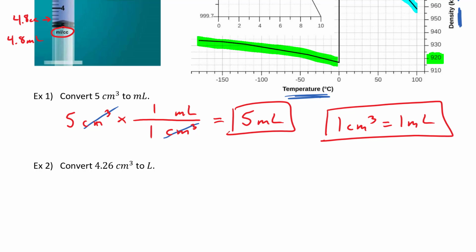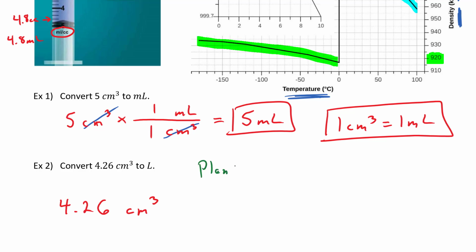However, on any assessment, you must show me your work. You must show me how you got from centimeters cubed to milliliters. If not, you're going to lose marks. Example 2 is a bit different. We're taking 4.26 centimeters cubed and we're going to liters.